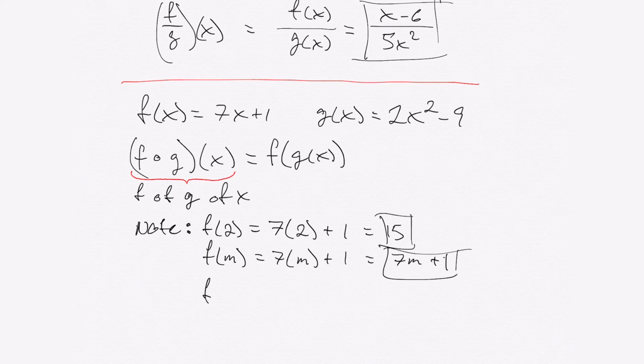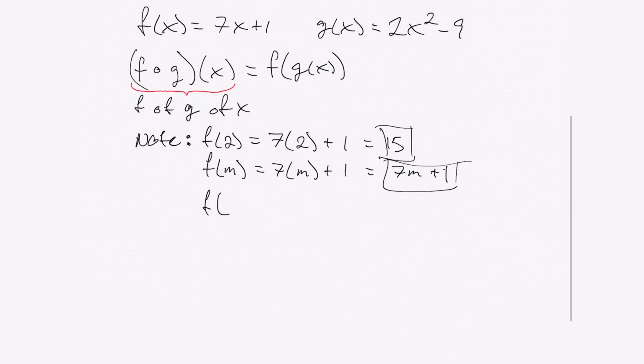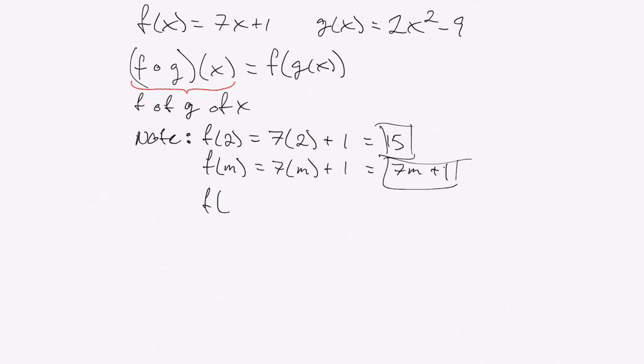Could I replace my x value in my original f function with another function? I sure can. And so let's do that. 7 times g of x plus 1. You'll see I'm using my parentheses in the same way. See the parentheses right here after the 7? Yep, they're all there. See the parentheses after my input value? Yep, whew, they're all there.